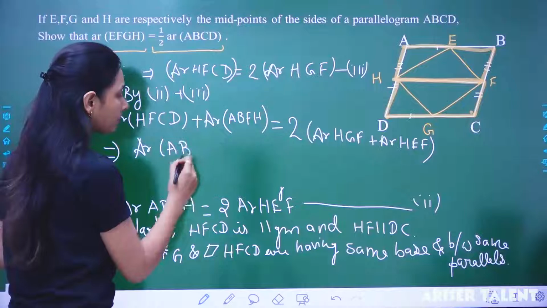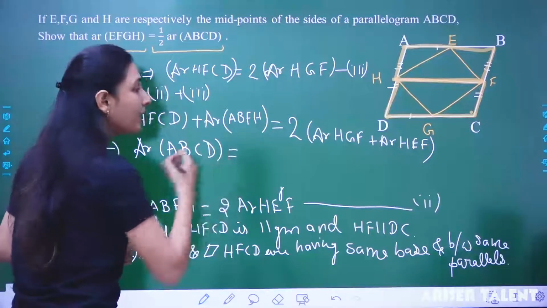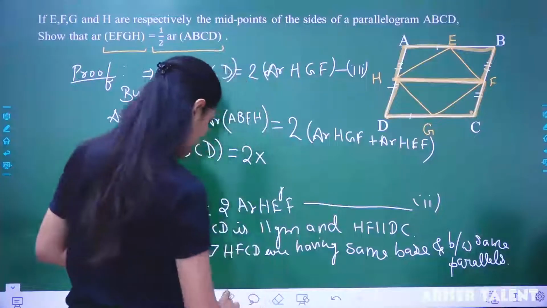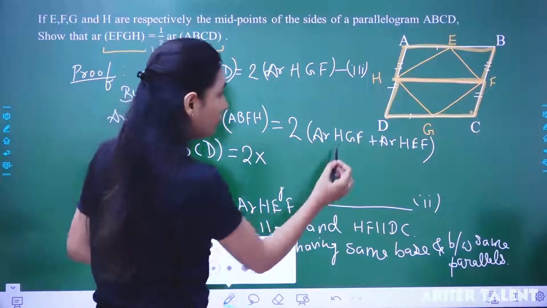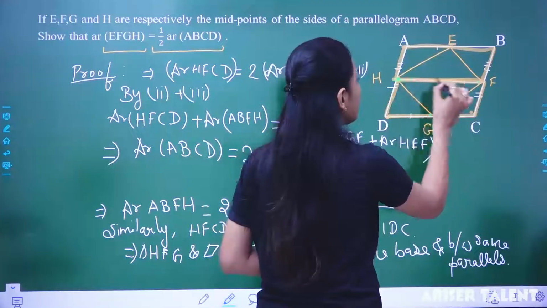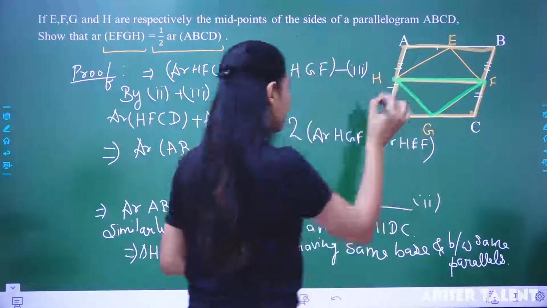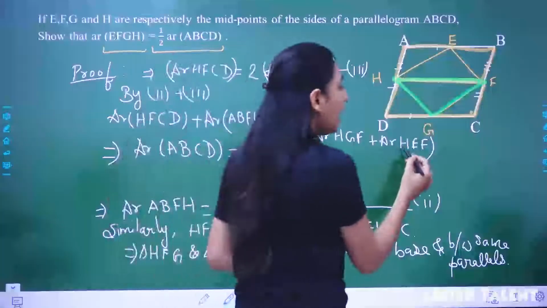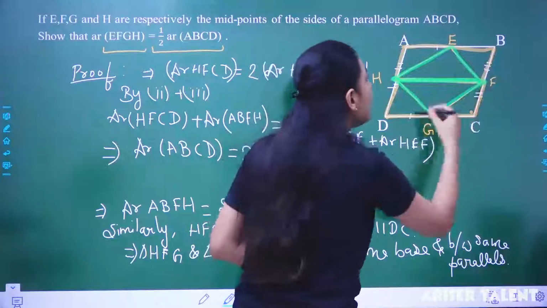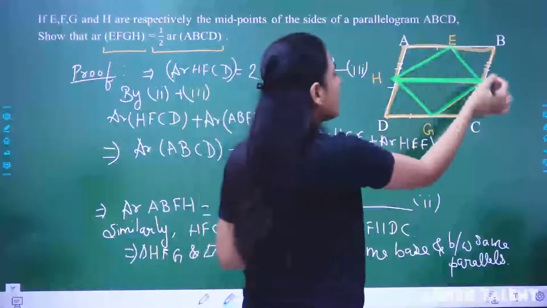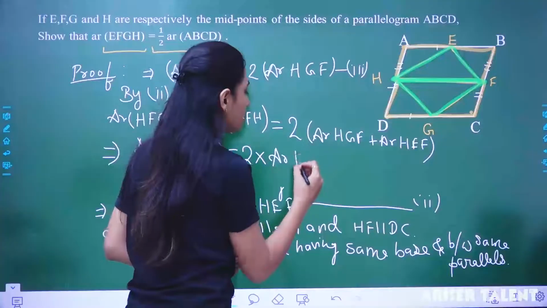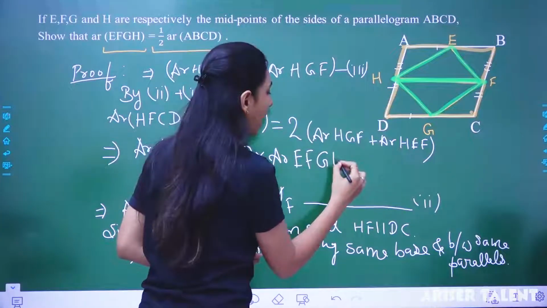So, I can write here that area ABCD will be equal to twice of what? Area, first HGF, so H, G and F, this one, this area, and the second area HEF, this area. So this complete area will be what? The area EFGH.